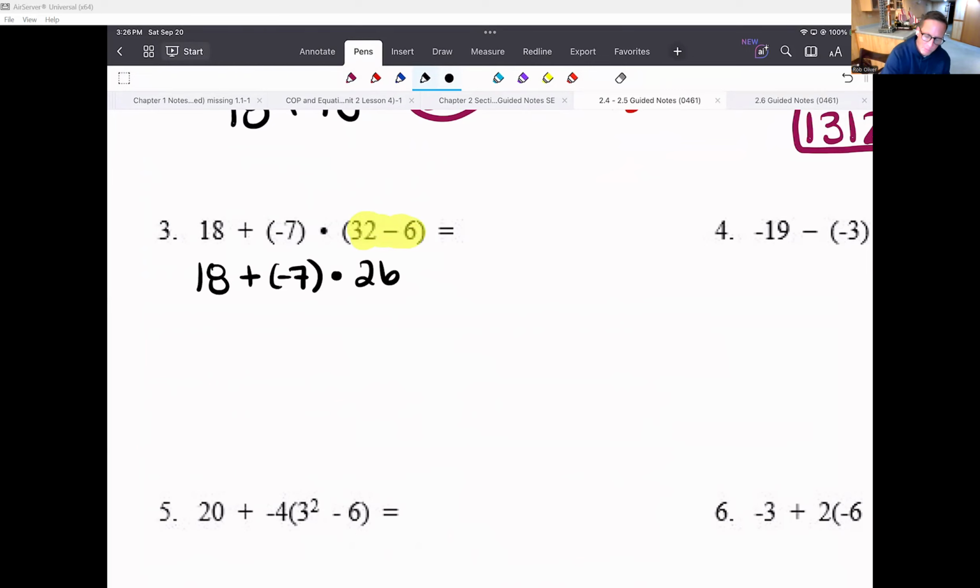Now at this point, we're going to take care of multiplication. So we're going to do 7 times 26, and that's a negative times a positive, which is a negative, and that comes out to -182. So you got 18 plus -182. Now you're adding a positive and a negative, so you're going to really subtract those. And the negative definitely has a higher absolute value, so it's going to come out negative in the end. And that comes out to negative 164.